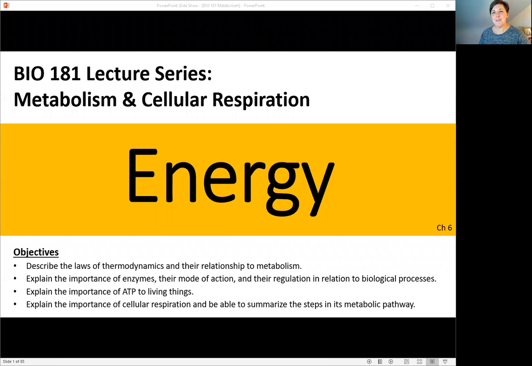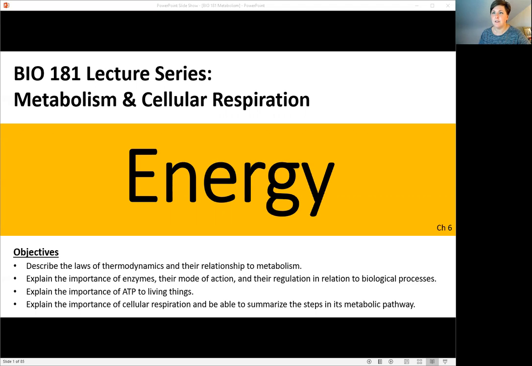Hello, and welcome to the first in our series of major metabolic pathways in cell biology. In this series, we are going to give an introduction to energy in general, but then we are going to focus more specifically on cellular respiration.